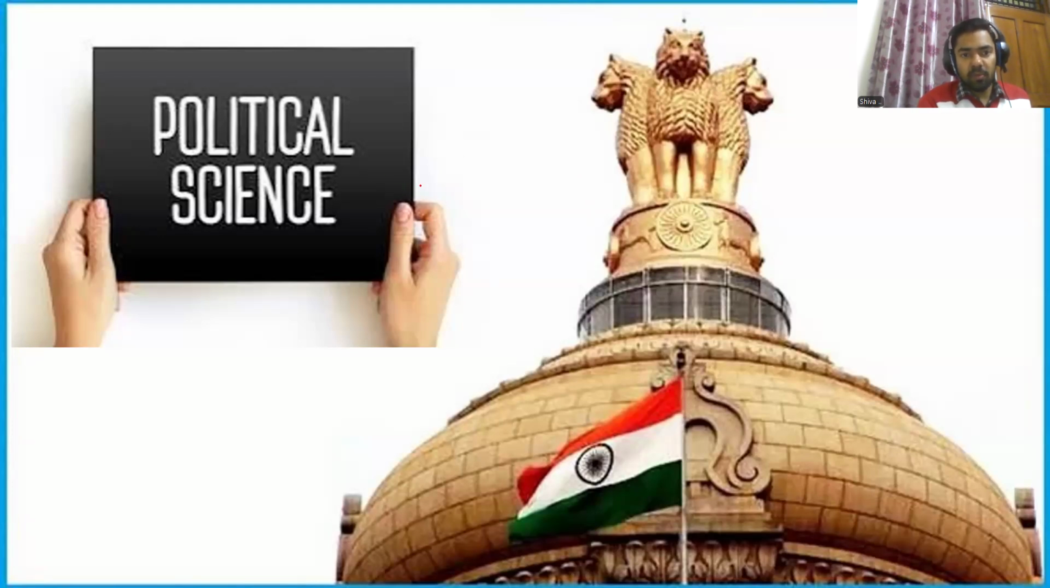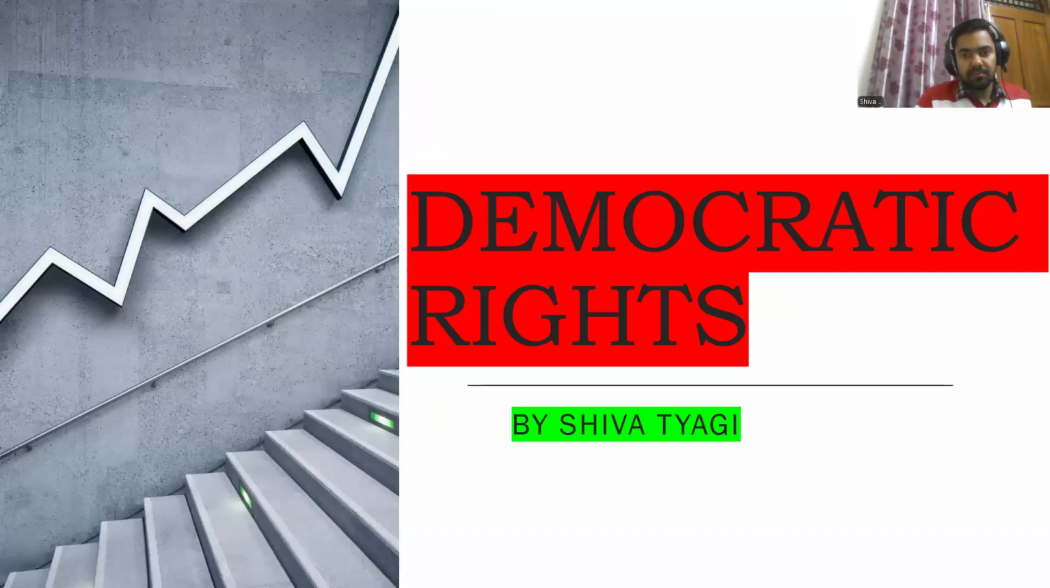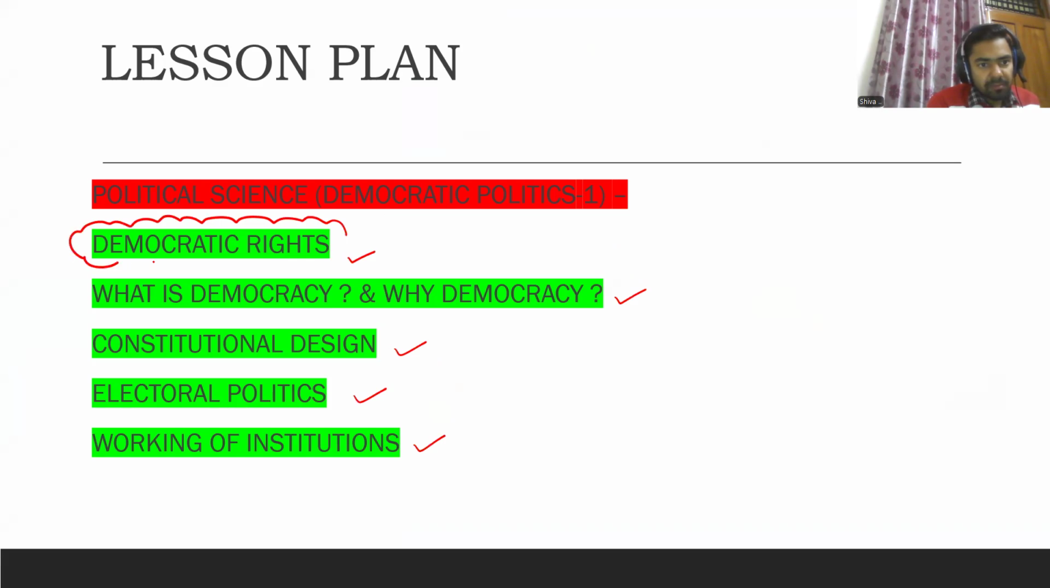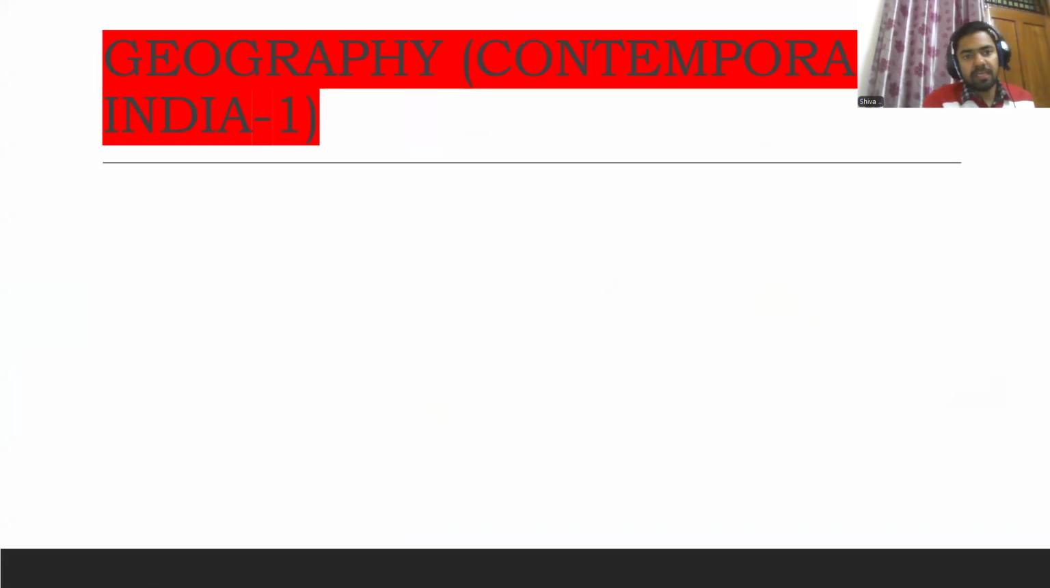Today we would see democratic rights in the political science. First of all, we will see the lesson plan. In the lesson plan of the political science, democratic politics, we would cover democratic rights, why democracy is important in the modern context, constitutional design and its framework, electoral politics, working of institutions. So democratic rights we are going to cover today. Very, very important from the examination point of view.